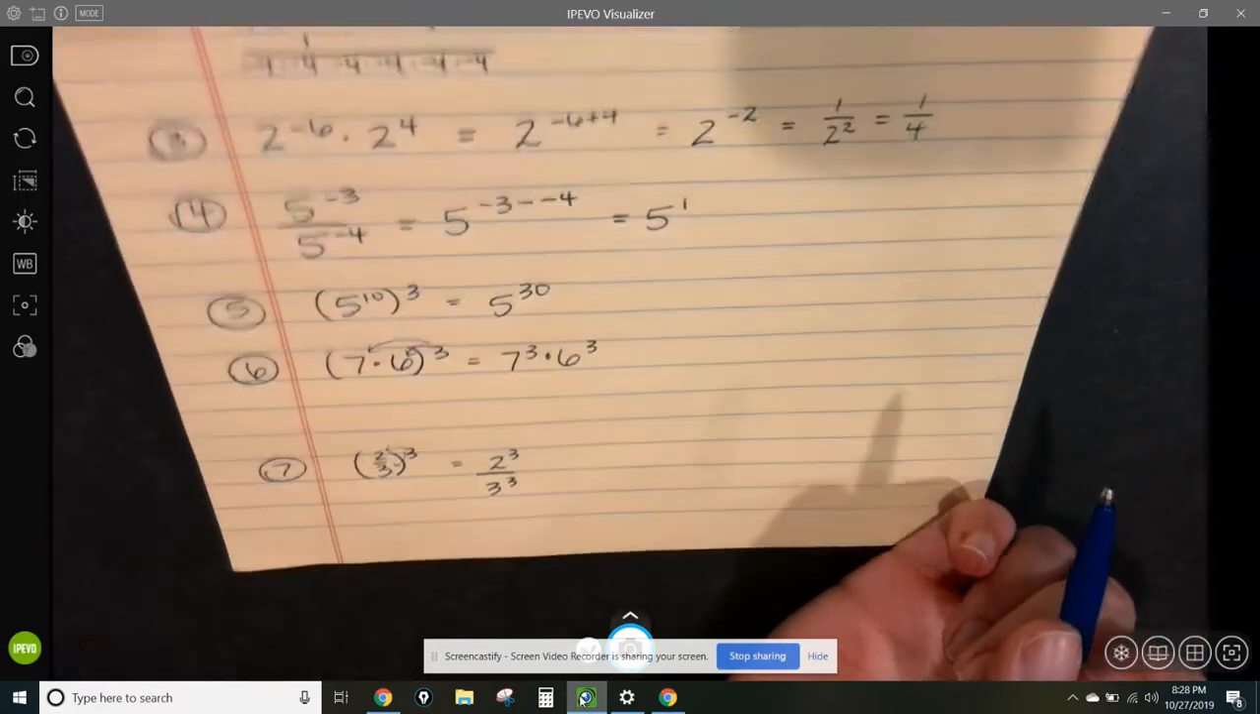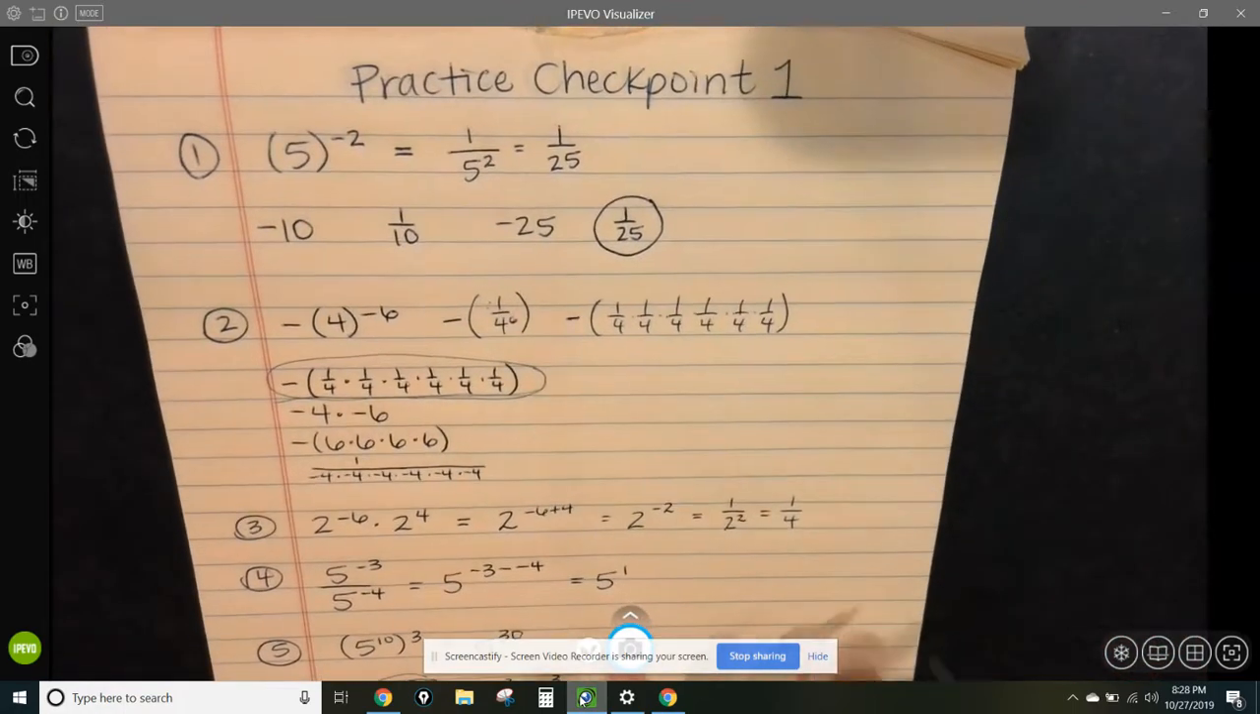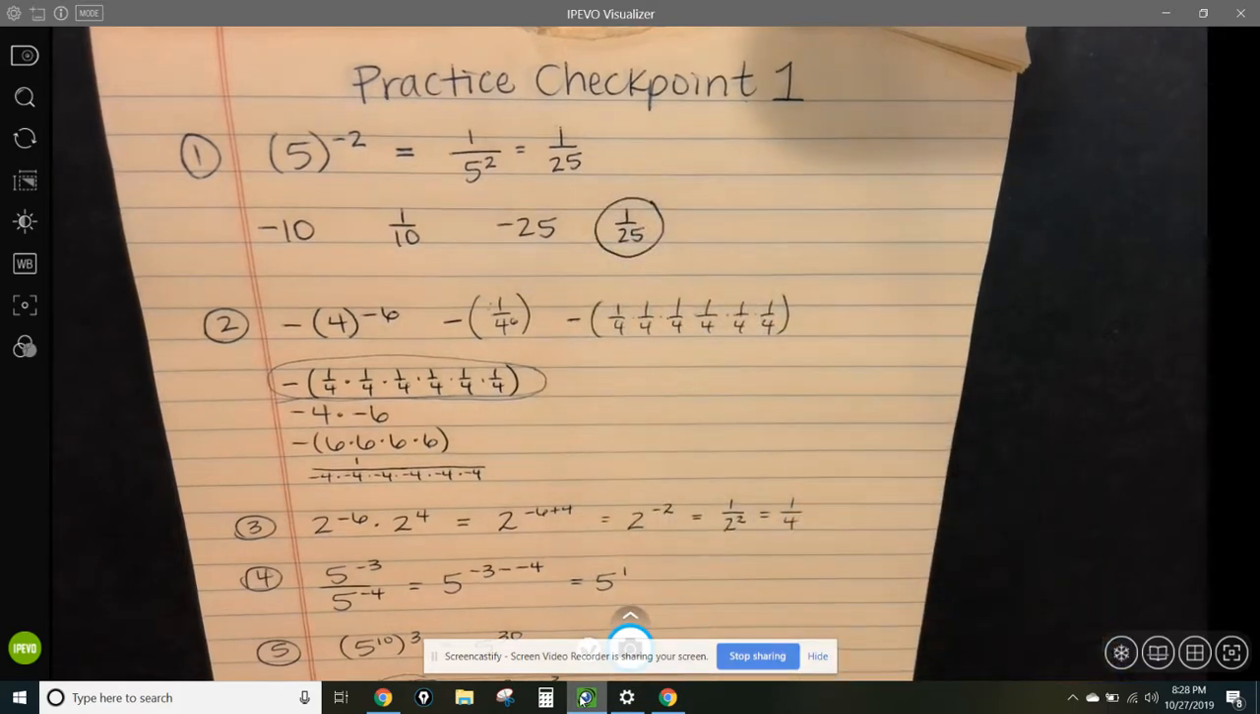So those are the types of problems you can expect to see on checkpoint 1. Like I said, write these down and have it next to you when you're taking your actual checkpoint. That would be very helpful.